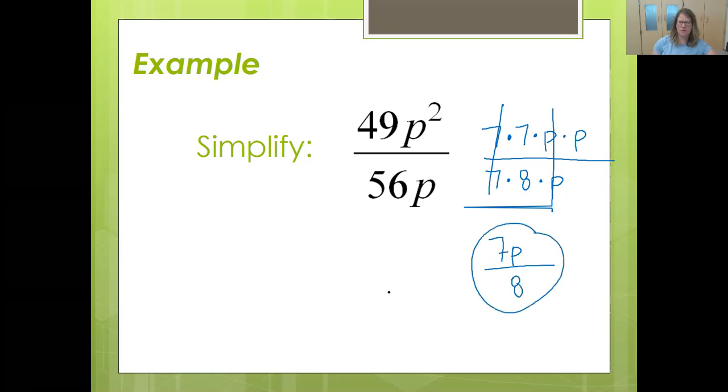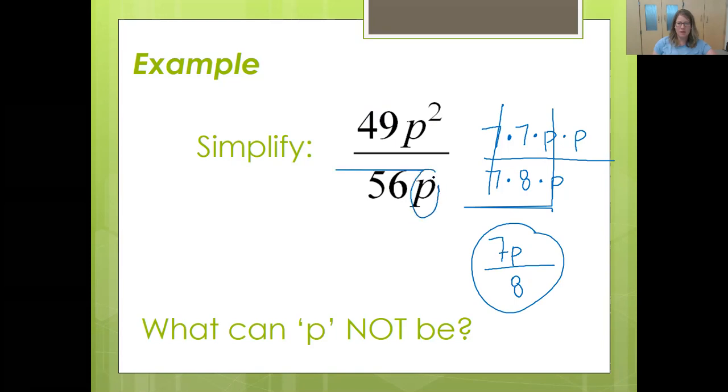So that's as simplified as we can get this. But then again, we have that question, what can p not be? On this one, notice p disappeared in the bottom, it got canceled out. But because our original problem had a p in the denominator, we are going to think about what p cannot be in the original. So in order to find what p cannot be, we always take the denominator and set it equal to 0 and then solve for p. So on this one, 56 times p equals 0, which means p must be 0, because anything times 0 is 0, right? If I wasn't sure, I could undo times 56 by dividing by 56.